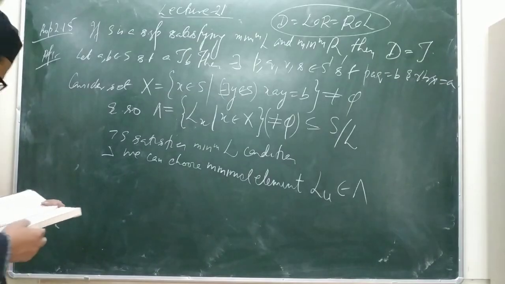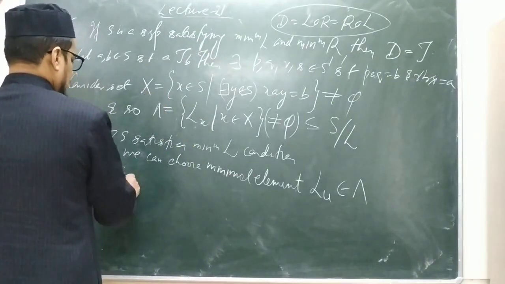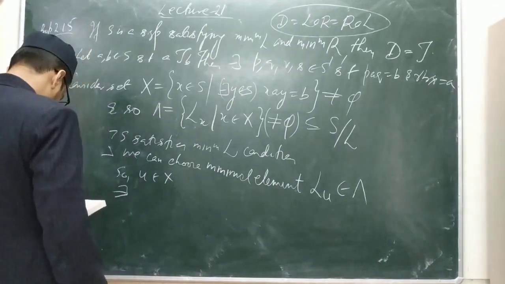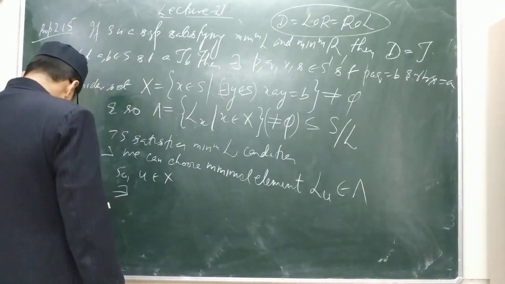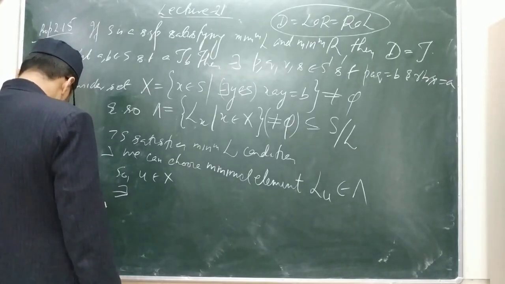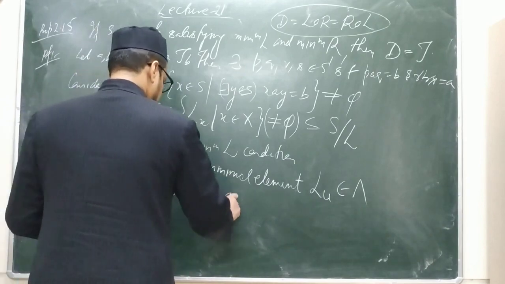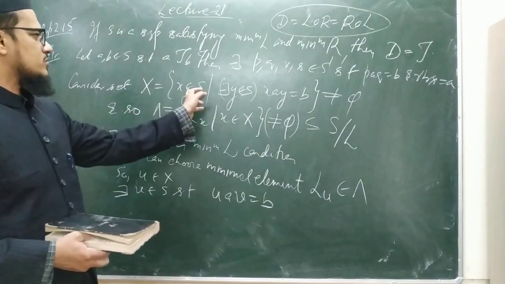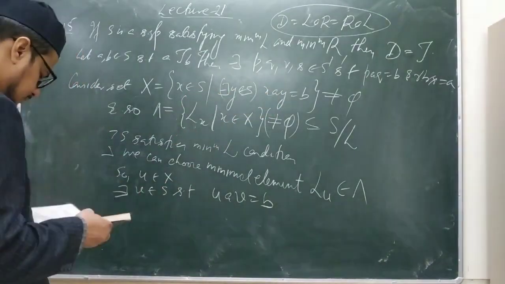So now LU is in this set. It means what? It means U is in X, isn't it? So U belongs to X. So there exists V belonging to S such that UAV is equal to V, isn't it? Because U is in X, it means there exists some V in S such that UAV should be equal to V.